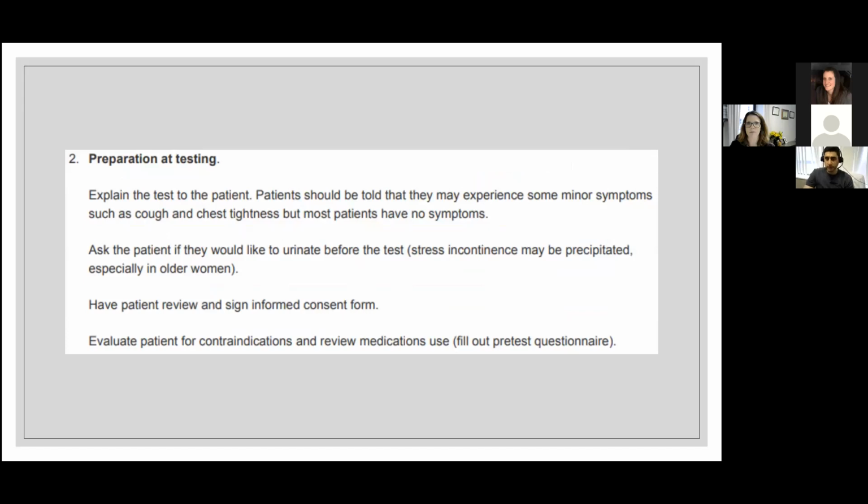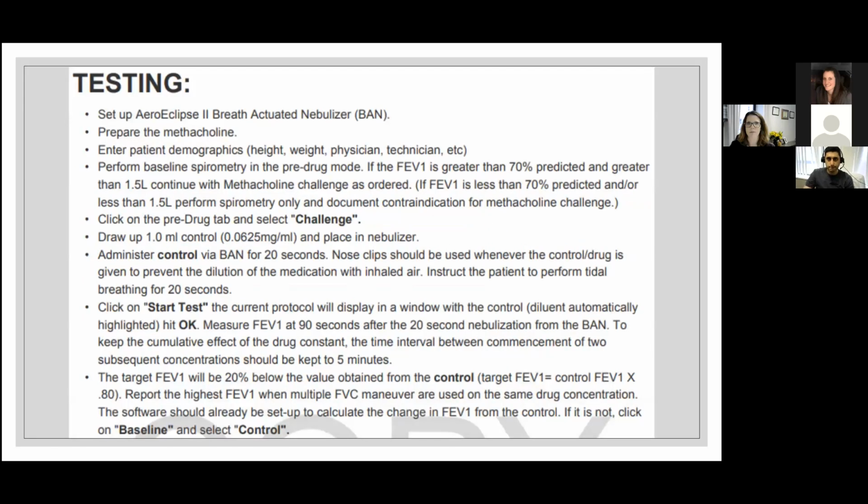Same procedure, we explain to the patient what we're doing, why we're doing it, and what they should expect. Always ask them to urinate before the test. They sign the consent form, and then we evaluate them for any contraindications. So like I said, we use the breath actuated nebulizer. We prepare the methacholine. We always assess the patient demographics first, and we perform a baseline spirometry. Here, if the FEV1 is greater than 70% predicted and greater than 1.5 liters, we continue with methacholine challenge as ordered. But if it's less than 70, we perform spirometry only and document the contraindication for methacholine challenge.